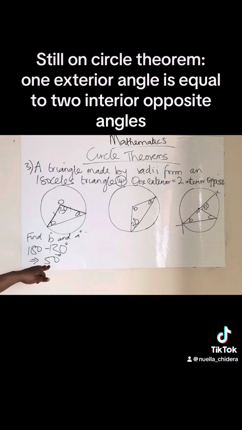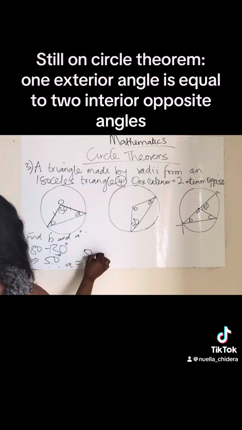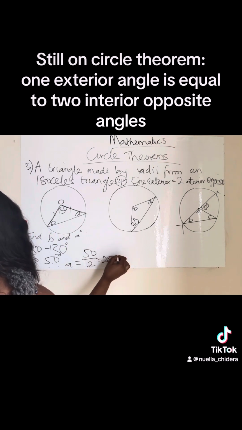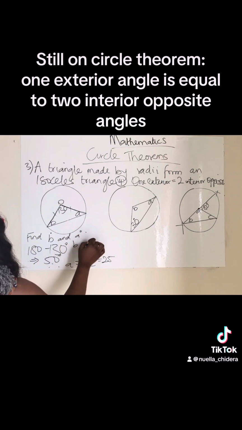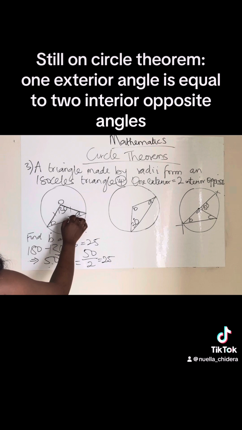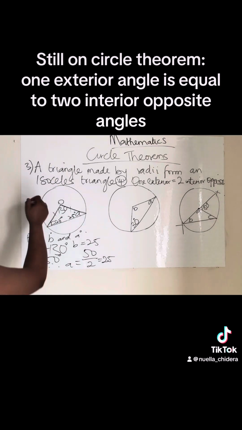So if this is 50 degrees, that means the sum of A and B has to be 50 degrees. Therefore, A is equal to 50 divided by 2, which is 25. So if A is 25, B is also 25. So A is 25 degrees, B is 25 degrees. That is to say that the base angles are equal. So that is for number 1.